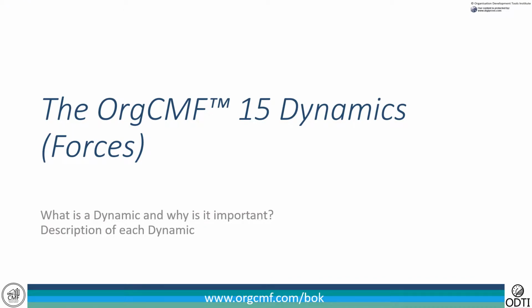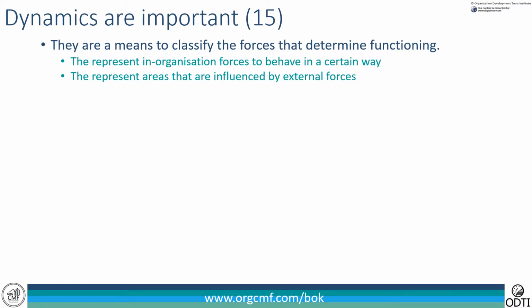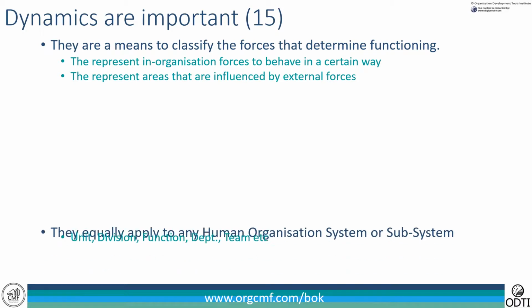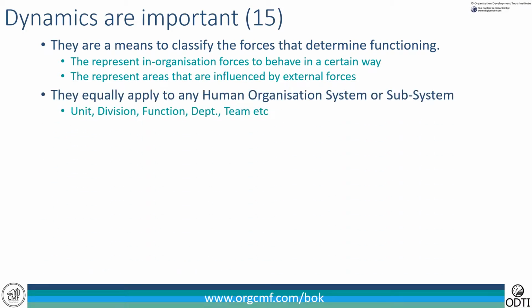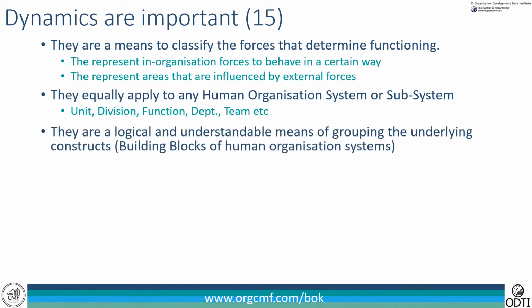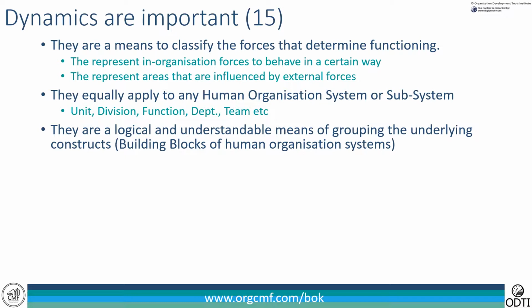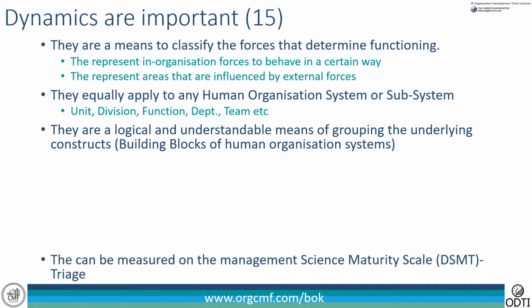We will now look at each dynamic in the organization. There are 15 dynamics in the Organization Maturity Index. These represent the forces that influence behaviors in the organization and how external forces are reacted to. The dynamics apply at any level in any human socio-economic system. They are logical and understandable means to group constructs under, creating the building block capabilities for each dynamic.